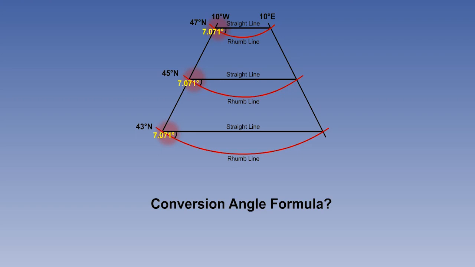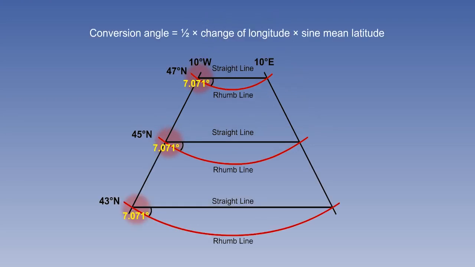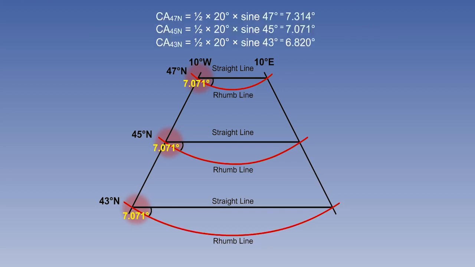Now a different question. Let's consider the angle between the great circle and the rhumb line. This is conversion angle. What is its formula? The formula is that conversion angle equals half change of longitude times sine mean latitude. Again, let's calculate it. For conversion angle, of course, there will be three solutions, one for each of the three latitudes.